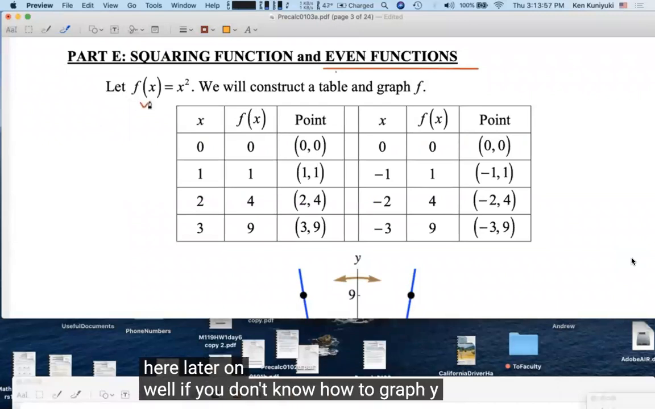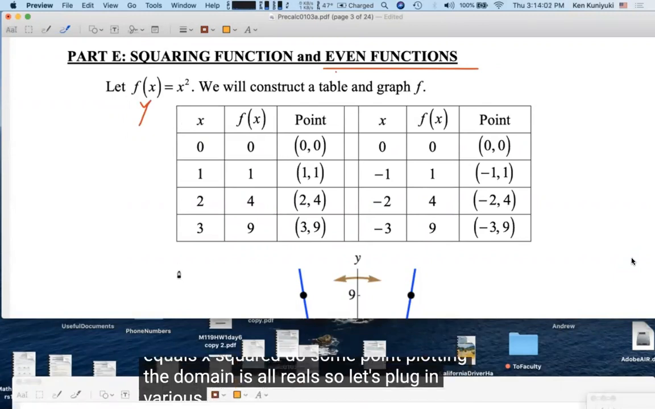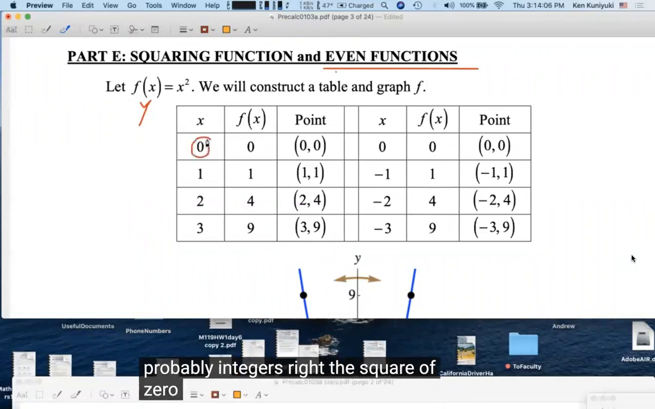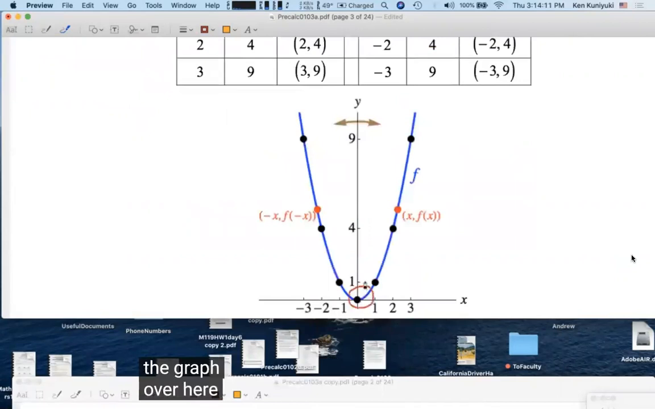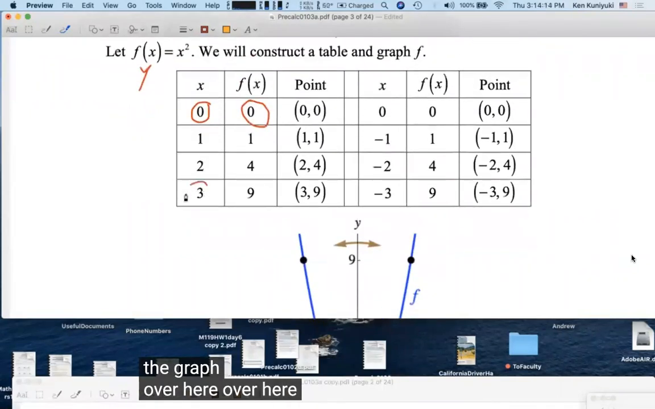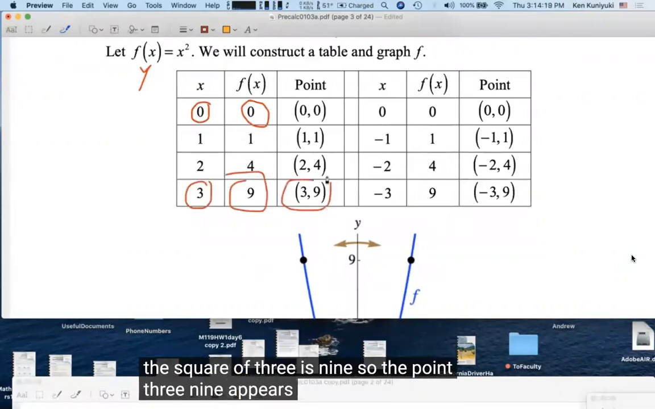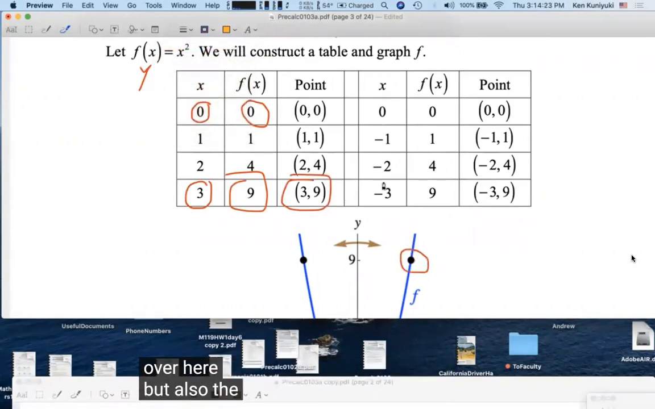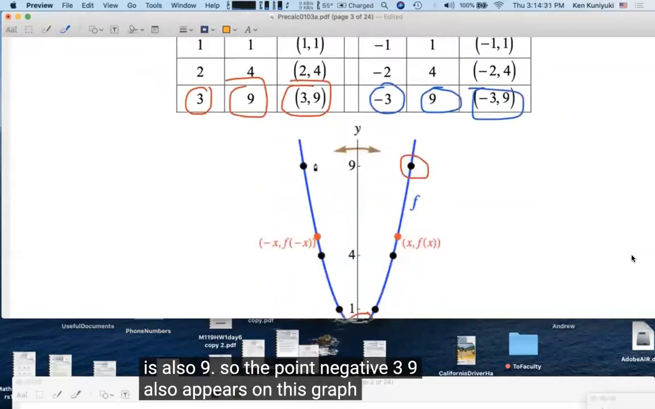Well, if you don't know how to graph y equals x squared, do some point plotting. The domain is all reals, so let's plug in various real values for x, probably integers, right? The square of 0 is 0, so the origin, 0, 0 is on the graph, over here. The square of 3 is 9, so the point 3, 9 appears on the graph. That's over here. But also, the square of negative 3 is also 9. So the point negative 3, 9 also appears on this graph over here.